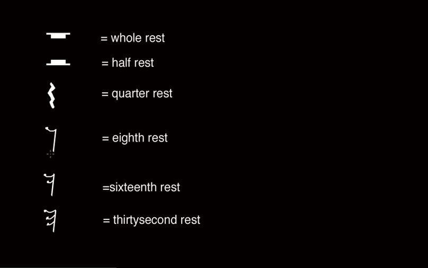So an 8th note would have one flag, and here the 8th rest has a flag as well. A 16th note has two flags, and here the 16th rest has two flags. And then the 32nd note has three flags, and the 32nd rest has three flags as well. So the values of each of these equal the same as the note values.